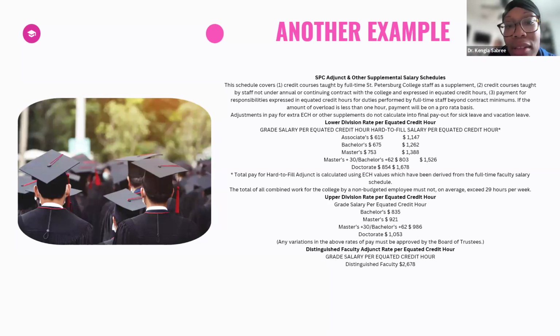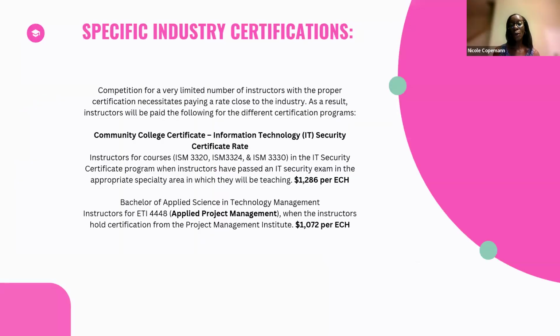Something else that I found to be interesting is there is a rate for someone that was nominated or selected to be distinguished faculty. So if you are a distinguished faculty member, you're getting paid $2,678 per credit hour, which is significantly higher than everybody else. But again, that gives you something to strive towards, because it's about retaining good adjuncts. $2,600 per credit hour.